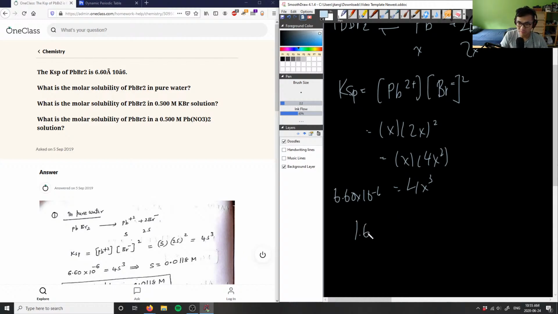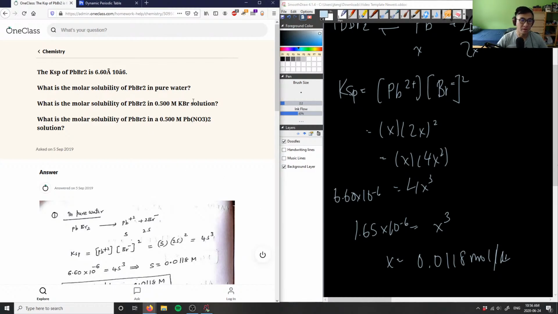So we have 1.65 times 10 to the negative 6 equals x cubed. We can simply cube root both sides to get our answer here. So X, our molar solubility, is 0.0118 moles per liter. And this is our molar solubility for this problem. And again, you can see S is also equivalent to this. So this solution here is correct.